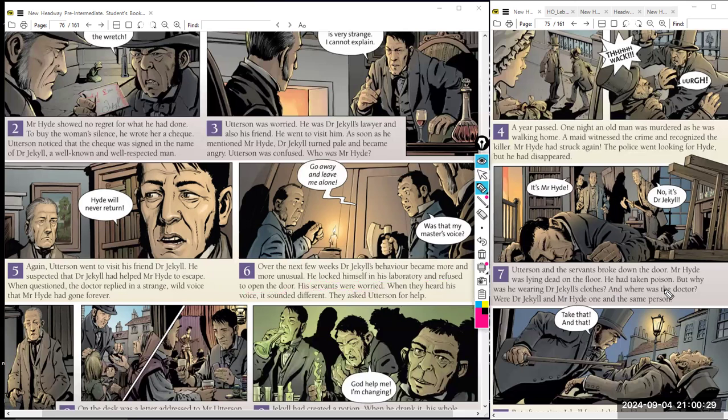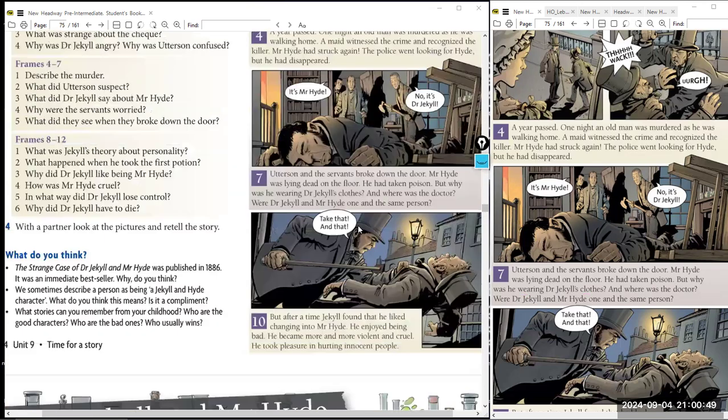He had taken his poison. But why was he wearing Dr. Jekyll's clothes? Because he is the same person. The same person. Thank you, Maisa. I think now you start understanding the story.